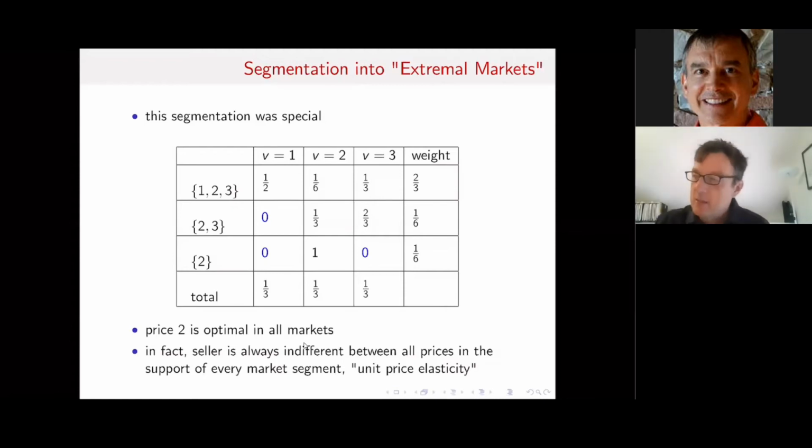And these special segmentations are what we're going to call extremal markets. They're extremal in the sense of this indifference. And they're going to be extremal also in the geometric sense that we're going to illustrate next.